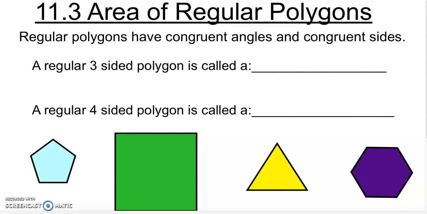So hopefully you remember what a three-sided regular polygon is called. It is an equilateral triangle. And then a regular four-sided polygon is called a square.